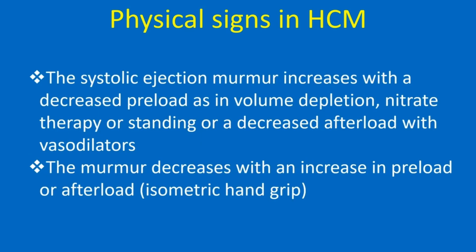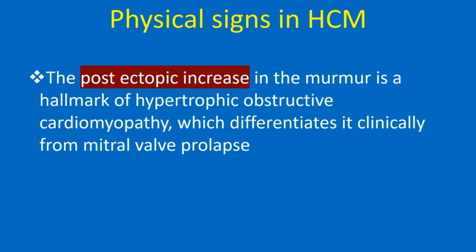The systolic ejection murmur increases with a decreased preload, as in volume depletion, nitrate therapy, or standing, or a decreased afterload with vasodilators. The murmur decreases with an increase in preload or afterload, such as isometric hand grip. The post-ectopic increase in murmur is a hallmark of hypertrophic obstructive cardiomyopathy, which differentiates it clinically from mitral valve prolapse.